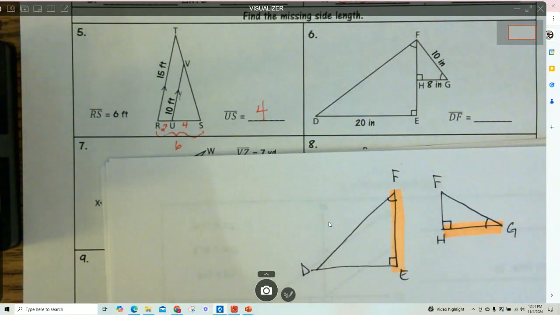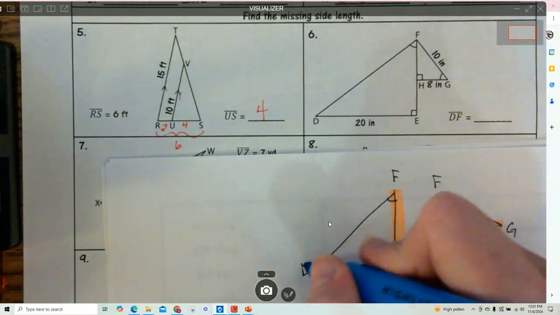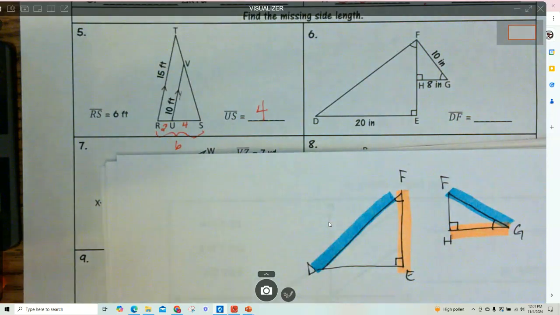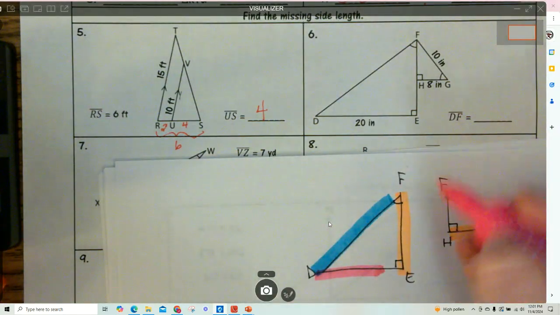Let's see, what else do we have? Which other piece do we know will go together? How about the hypotenuse? The one that doesn't touch the right angle. Those go together. And then finally, these 2 would go together.